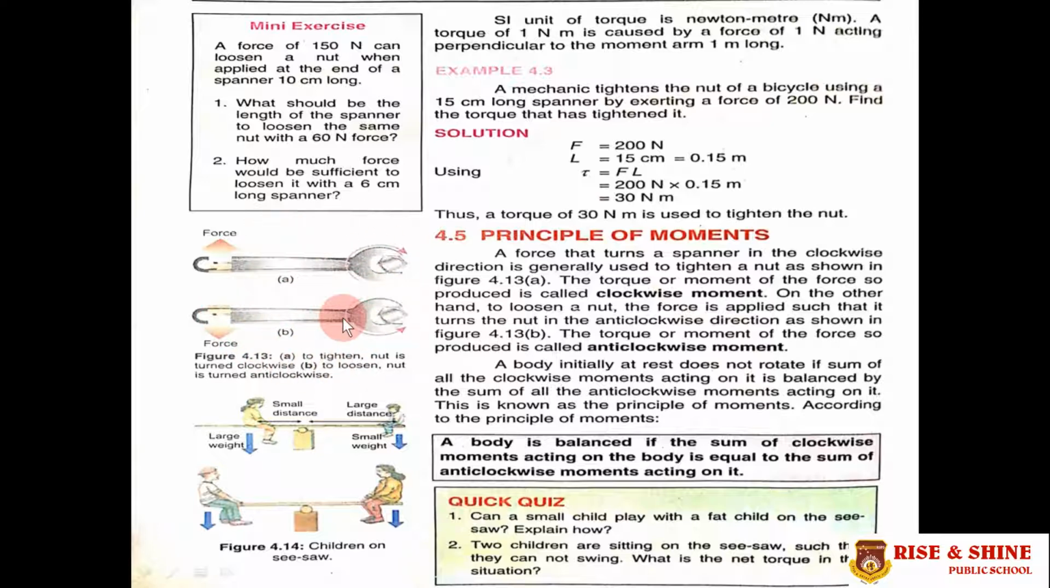Then this is called anti-clockwise moment. A body initially at rest does not rotate if the sum of all the clockwise moments acting on it is balanced by the sum of all the anti-clockwise moments acting on it. This says that a body remains at rest in equilibrium when the clockwise moments and anti-clockwise moments are equal. They cancel the effect of each other and the body remains at rest. This is known as the principle of moments. According to the principle of moments, a body is balanced if the sum of clockwise moments acting on the body is equal to the sum of anti-clockwise moments acting on the body.